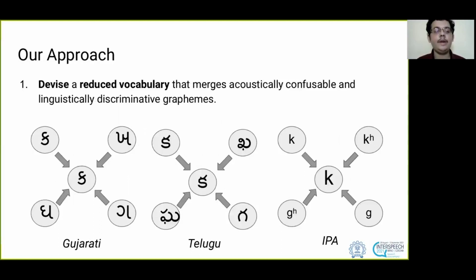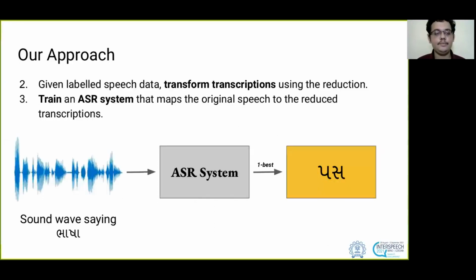The first step in our approach is to devise a reduced vocabulary that merges acoustically confusable and linguistically discriminative graphemes. This is an example of such a reduction for the graphemes k, kh, g, and gh, all merged into the same grapheme. The same example is there for Telugu and also represented as IPA.